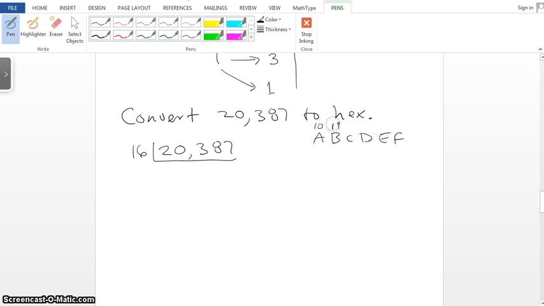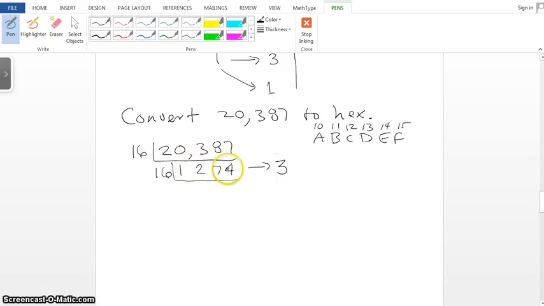A is 10, 11, 12, 13, 14, 15. Alright, so again, with your calculator, don't forget your calculator for this test. 20,387 divided by 16 is going to give you a 1274. Again, you can either just take that decimal portion only and multiply by 16. That'll give you your remainder, which is 3. Or you can take 16 times 1274 and then subtract that from the 20,387, and that'll give you 3. Either way you want to do it. Figure out that remainder. Alright, remember the remainder is going to be your answers over here.